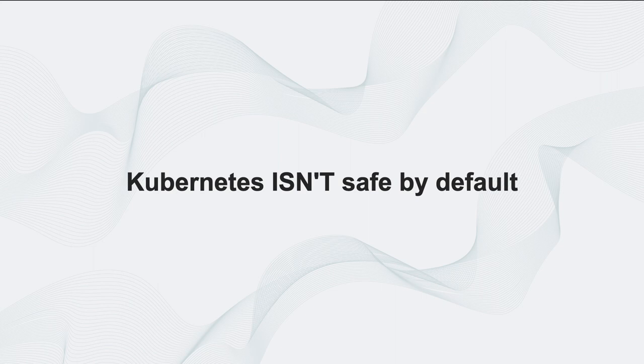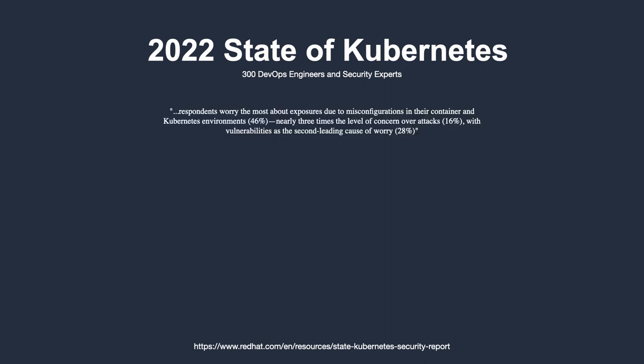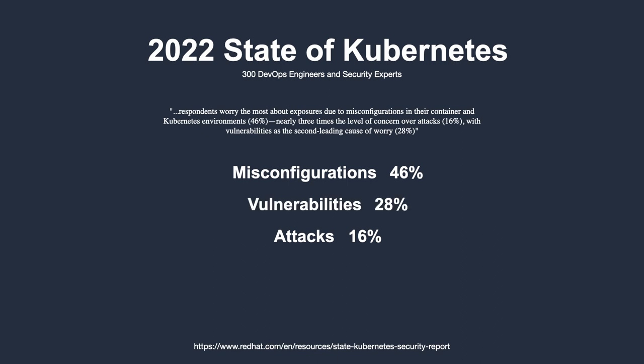Now, let me show you something that reinforces that. So this is the 2022 State of Kubernetes Security Report by Red Hat. So Red Hat polled 300 DevOps engineers and security experts, and here was the result, basically. Respondents worry the most about exposures due to misconfigurations in their container in Kubernetes environments. So almost half of all of these people polled worried about exposures due to misconfigurations in their container in Kubernetes environments. This was nearly three times the level of concern over attacks, which was 16%, and with vulnerabilities as the second leading cause of worry at 28%.